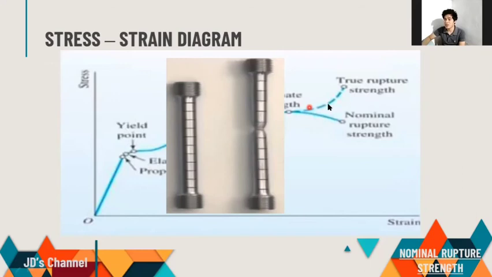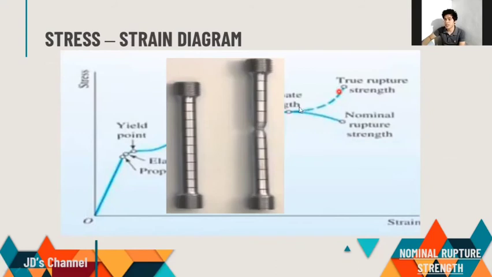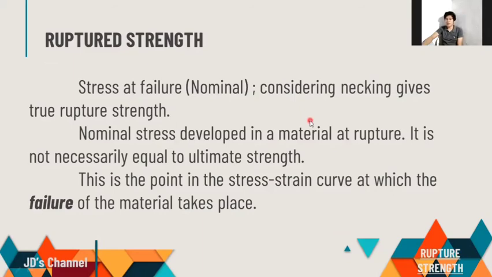Okay? How about, sir, this part? Now, class, this is what is called the true ruptured strength. What do you notice here? We notice here, class, that it goes upward, right? So sometimes the stress increases. By definition, our stress at failure is what we call nominal. Considering necking gives the true ruptured strength. Nominal stress developed in a material at rupture is not necessarily equal to the ultimate strength. This is the point in the stress strain curve at which the failure of the material takes place, or here is the breaking region.